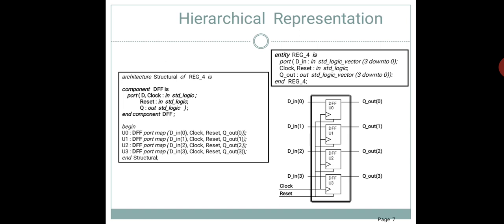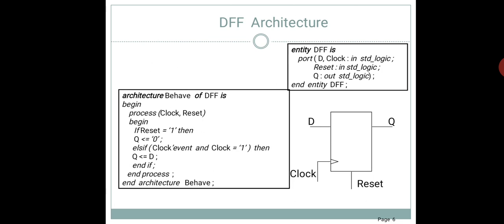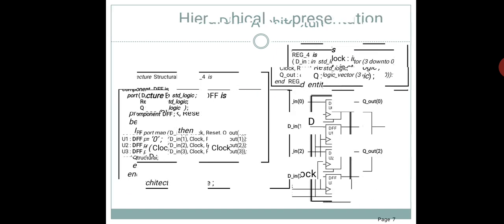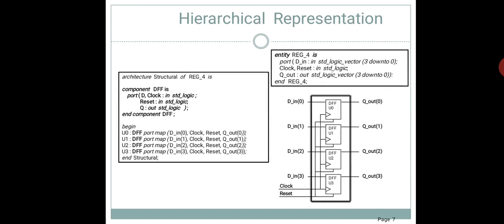We have written earlier in this example, entity D flip flop DFF is. So what we have done, we have removed this word entity, and there we have written component D flip flop. Port, so D and clock as in STD logic, reset as in STD logic, Q as out STD logic, so end component. And then this definition has happened between the architecture and the begin of the architecture.